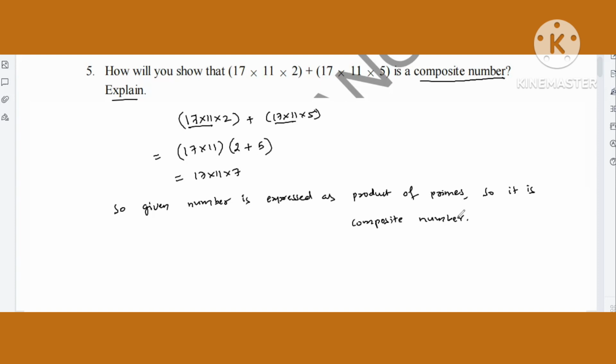So according to the fundamental theorem of arithmetic, every composite number can be expressed as a product of primes. As this is also expressed as a product of primes, it is a composite number. So that is question number 5.